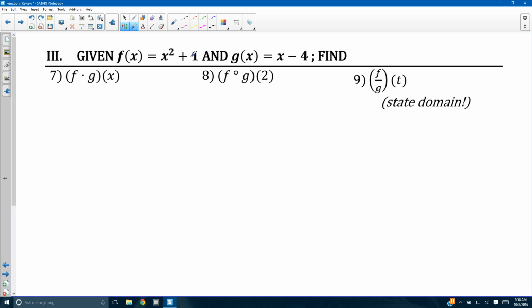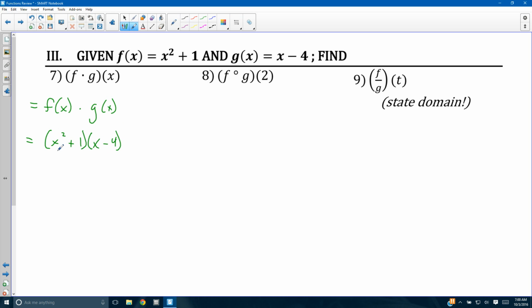Number 3, given f of x equals x squared plus 1 and g of x equals x minus 4, let's find the following: f times g of x, f of g of 2, and f over g of t, stating the domain on that one. So number 7, f times g of x can also be written as f of x times g of x, which is x squared plus 1 times x minus 4.